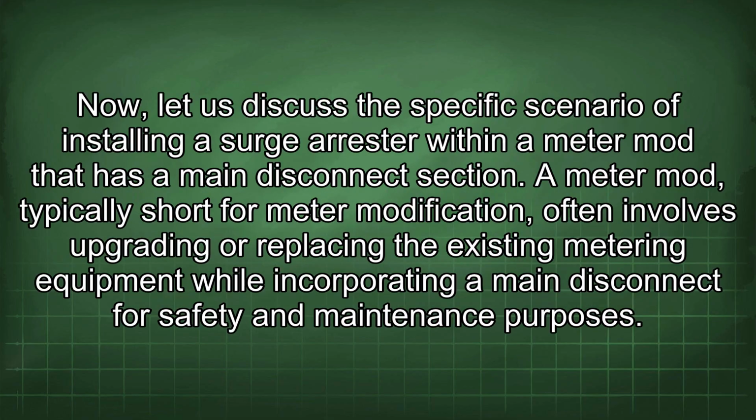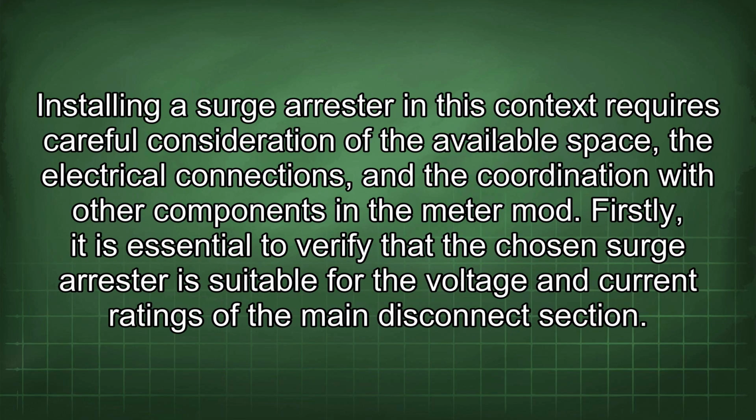Now, let us discuss the specific scenario of installing a surge arrestor within a meter mod that has a main disconnect section. A meter mod, typically short for meter modification, often involves upgrading or replacing the existing metering equipment while incorporating a main disconnect for safety and maintenance purposes. Installing a surge arrestor in this context requires careful consideration of the available space, the electrical connections, and the coordination with other components in the meter mod.